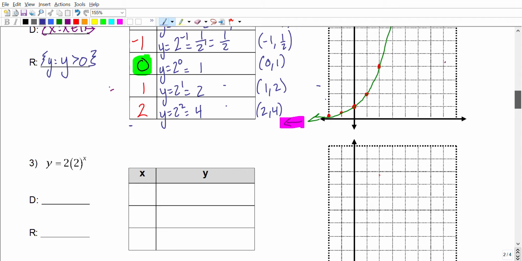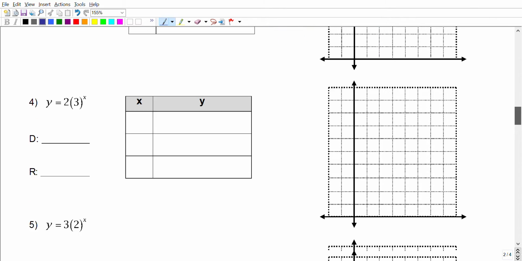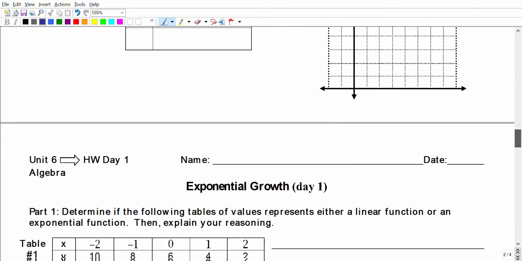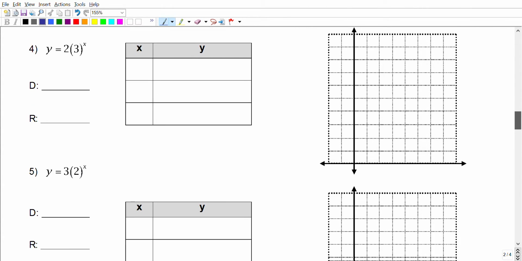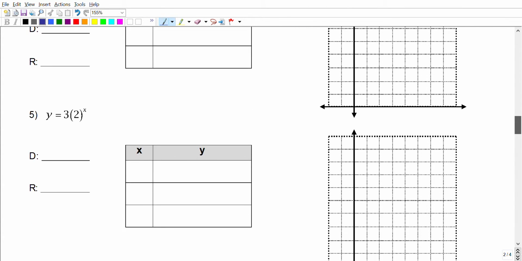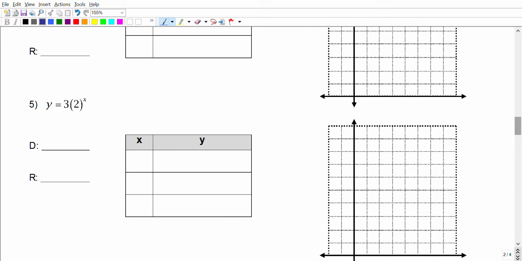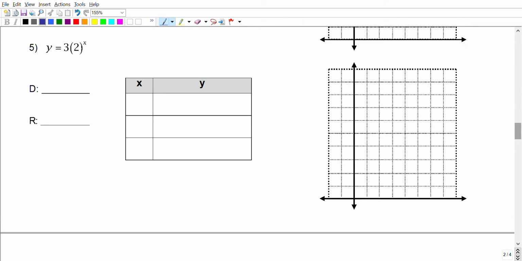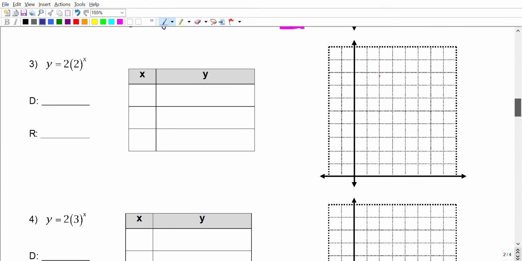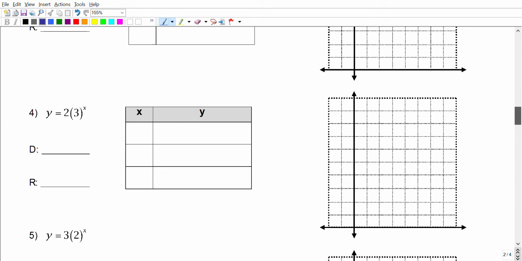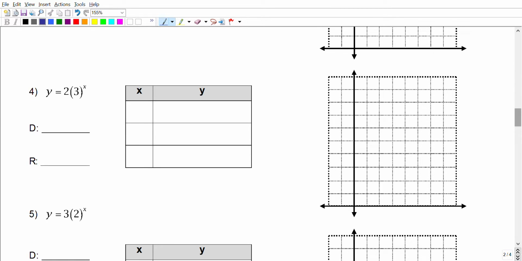So hopefully you guys got number 2. I think I'm only going to do one more of these, actually maybe 2 more with you guys, and then we can go off and do a few others on our own. So let's go ahead and try out number 4. I'm actually going to skip number 3, but it's very similar. I want to do this one because it has a different base, not 2.